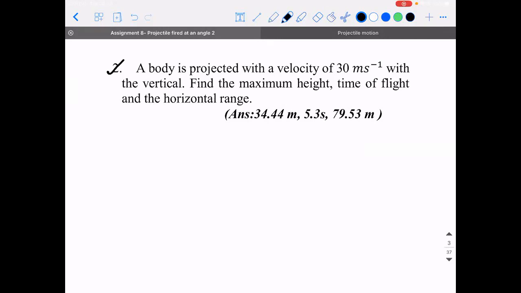Actually, the question is incomplete. Sir, is it vertical along the y-axis? Let's take 30. I don't know what the value is. These answers might match, might not match, because I don't remember what the value is. There is an object which is projected at an angle of 30 degrees with a velocity of 30 meters per second with a vertical.